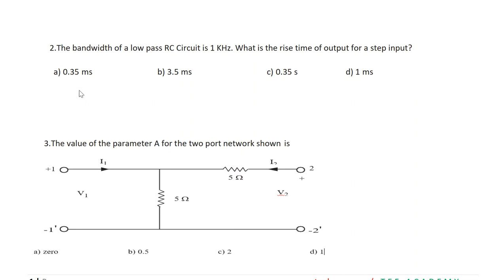Now the important formula here is the bandwidth into rise time is a constant. This is 0.35 here. Now I want TR equal to 0.35 divided by bandwidth. So 0.35 divided by 1000. So it is nothing but what? 0.35 milliseconds. So yes, that is the right answer for this question.